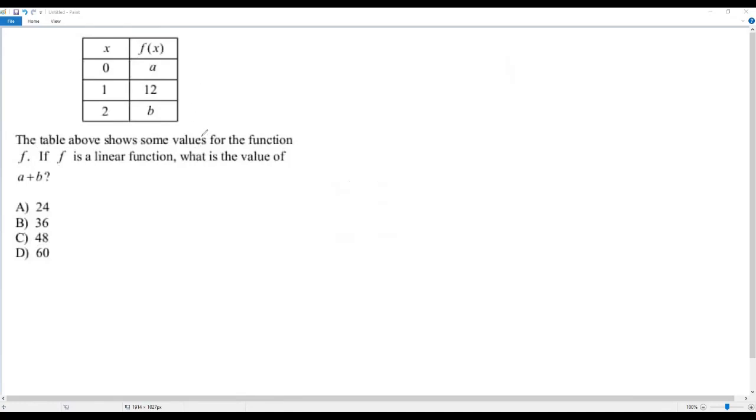Here we have a SAT math question. Okay, let's go to the problem. Here we have a table of values for x and f of x. The table above shows some values for the function f. If f is a linear function, what is the value of a plus b?